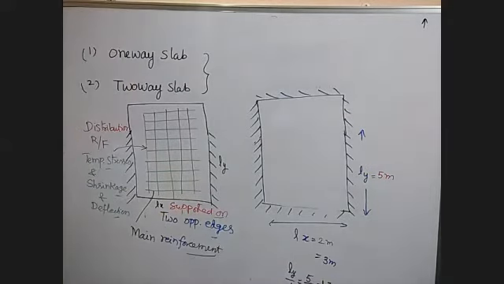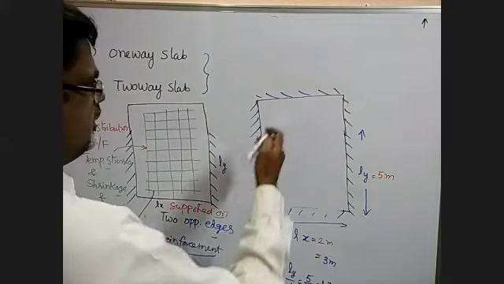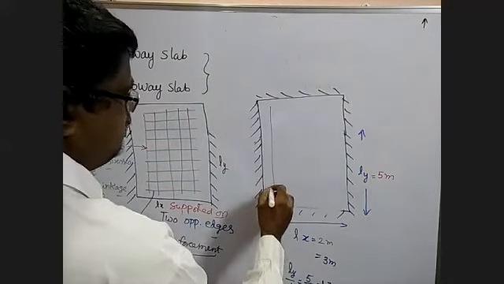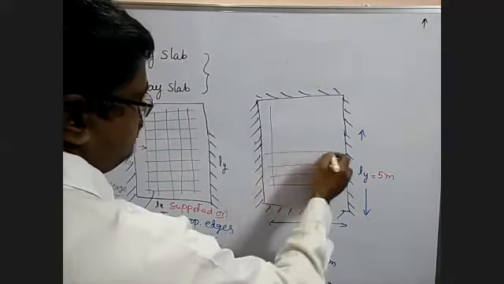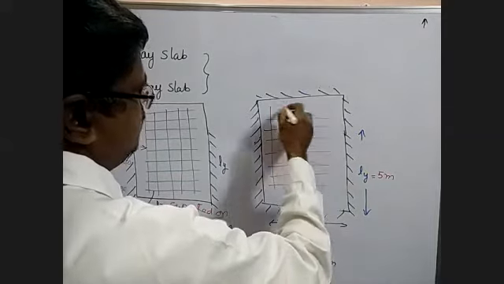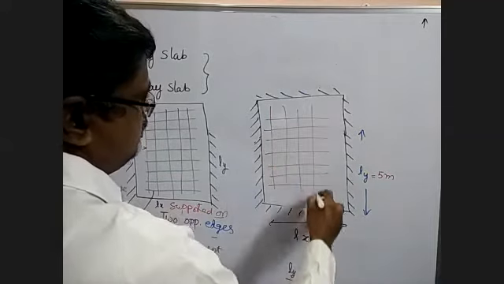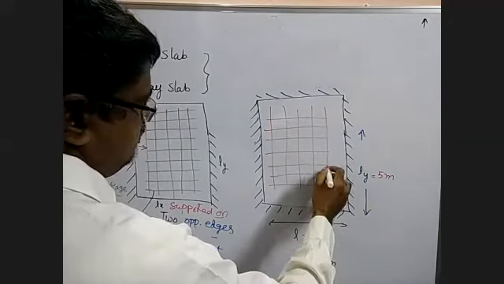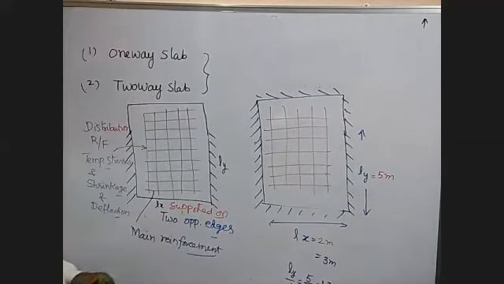So now here you have the reinforcement in both the directions. Both are main reinforcement only. So here you have the main reinforcement and distribution reinforcement.